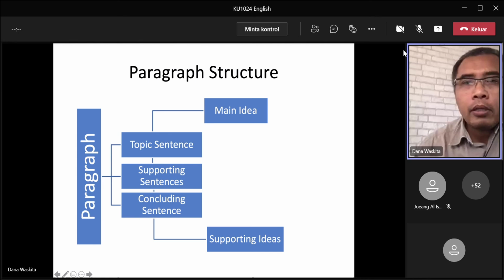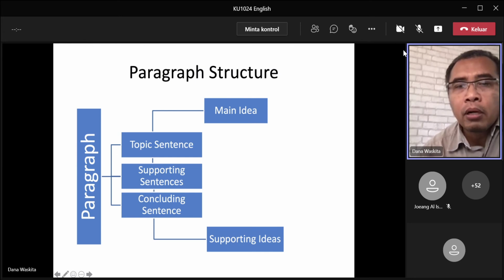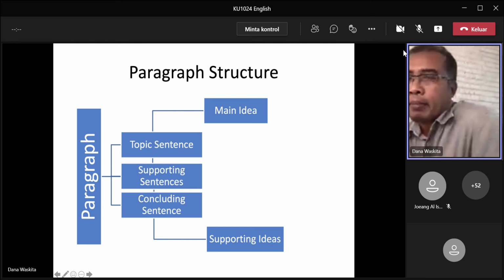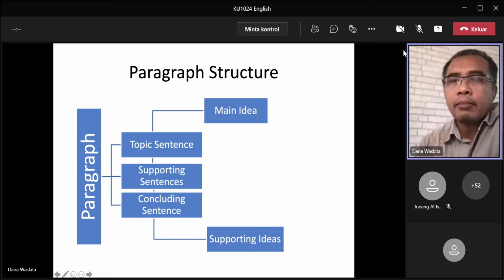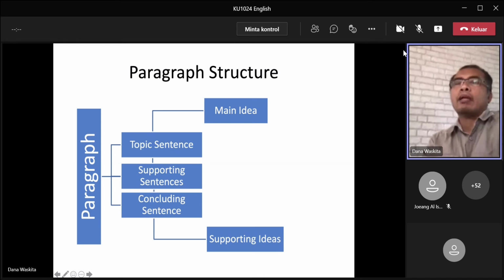Okay, to know the main idea of the paragraph, we can check the topic sentence, whether the topic sentence can represent the whole idea of the paragraph or not. If it does, it can represent the whole idea of the paragraph. So the topic sentence itself is also the main idea. Ya, topik kalimat utama ini sendiri bisa jadi main idea, but it's not always that the topic sentence is the main idea. You can learn later that a topic sentence can be a question, but of course the main idea is not a question. Ya, itu nanti dilihat ya.